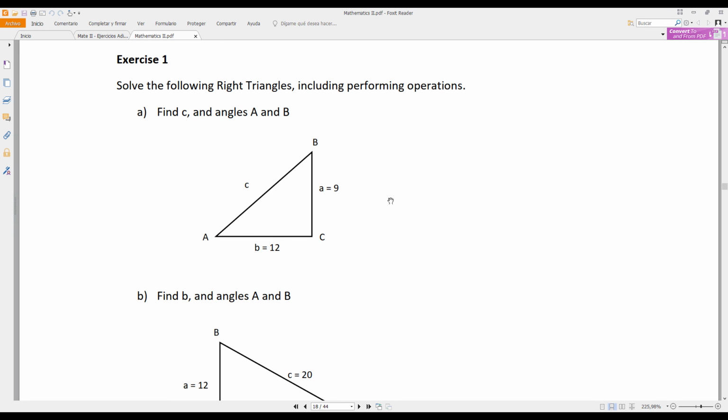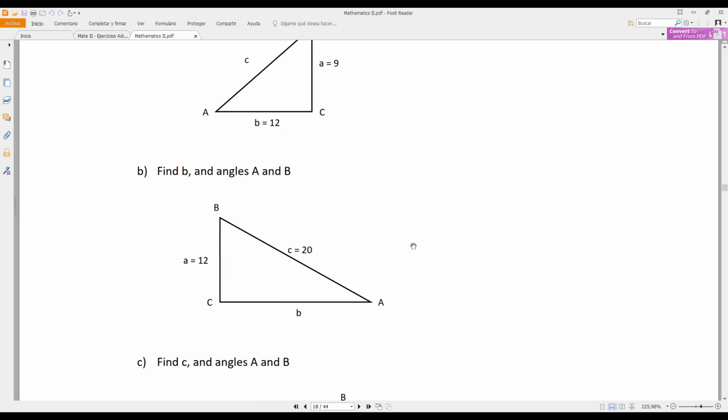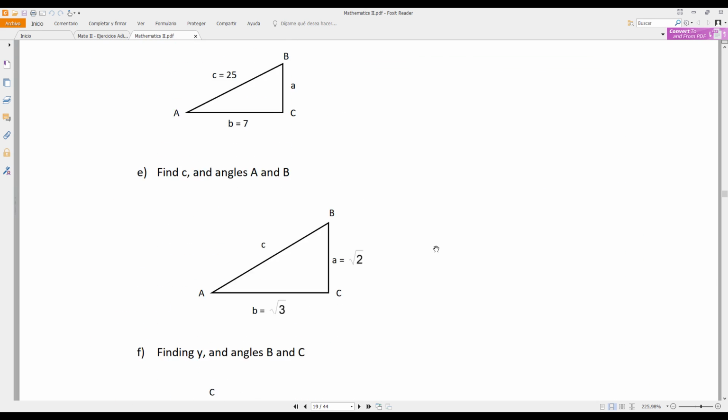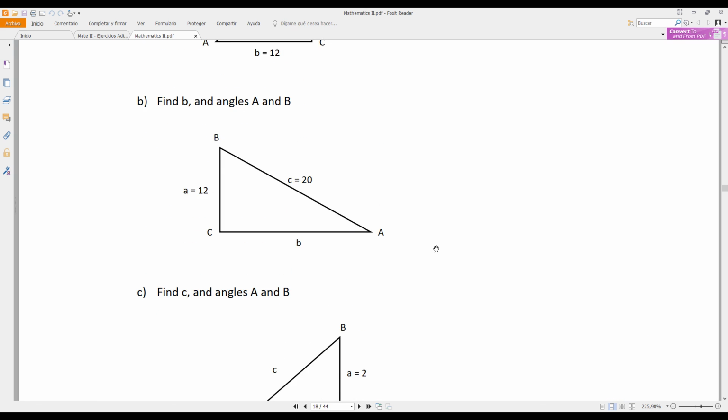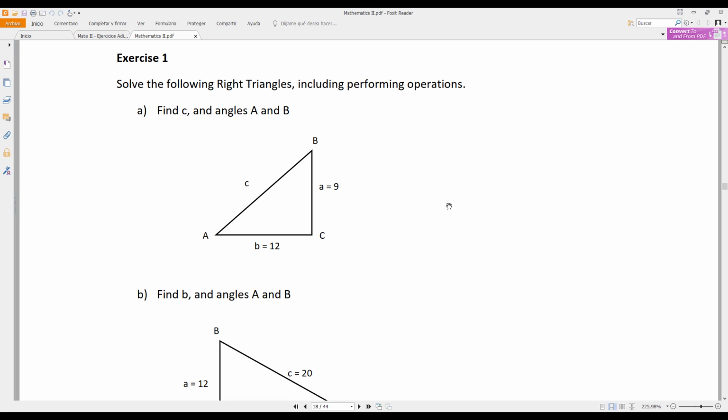For example, here, if you calculate the angle A, you have the opposite side and the adjacent side. You will use tangent here. For example, in the second one, if you calculate the angle A here, you have the opposite side and the hypotenuse. You will use sine. You need to check what data you have for every triangle and check what trigonometric function you can use. Okay, we will wait for your homework.